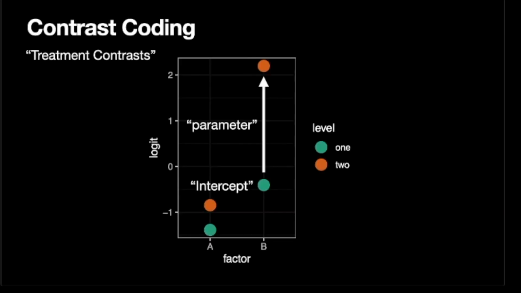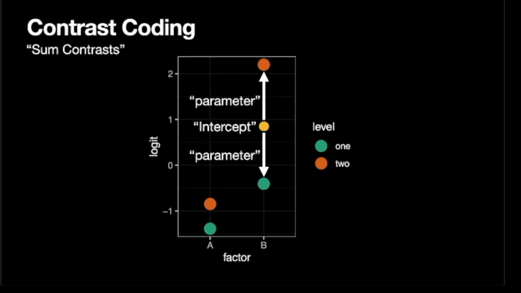A lot of statistical software will default to treatment contrasts. It will choose one category as a reference level and then report how different the other categories are from that reference level. The logit value of the reference level here is called the intercept, and the difference of the other levels from that reference level is the parameter value.